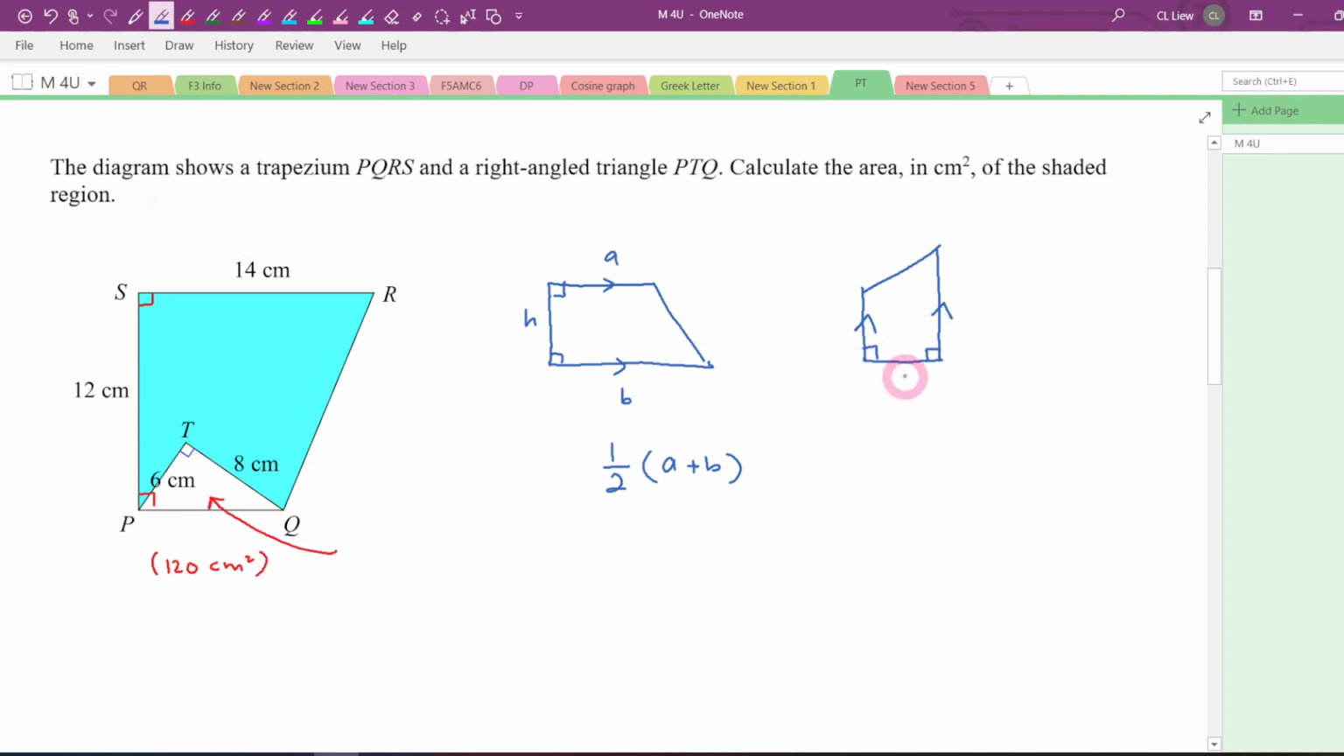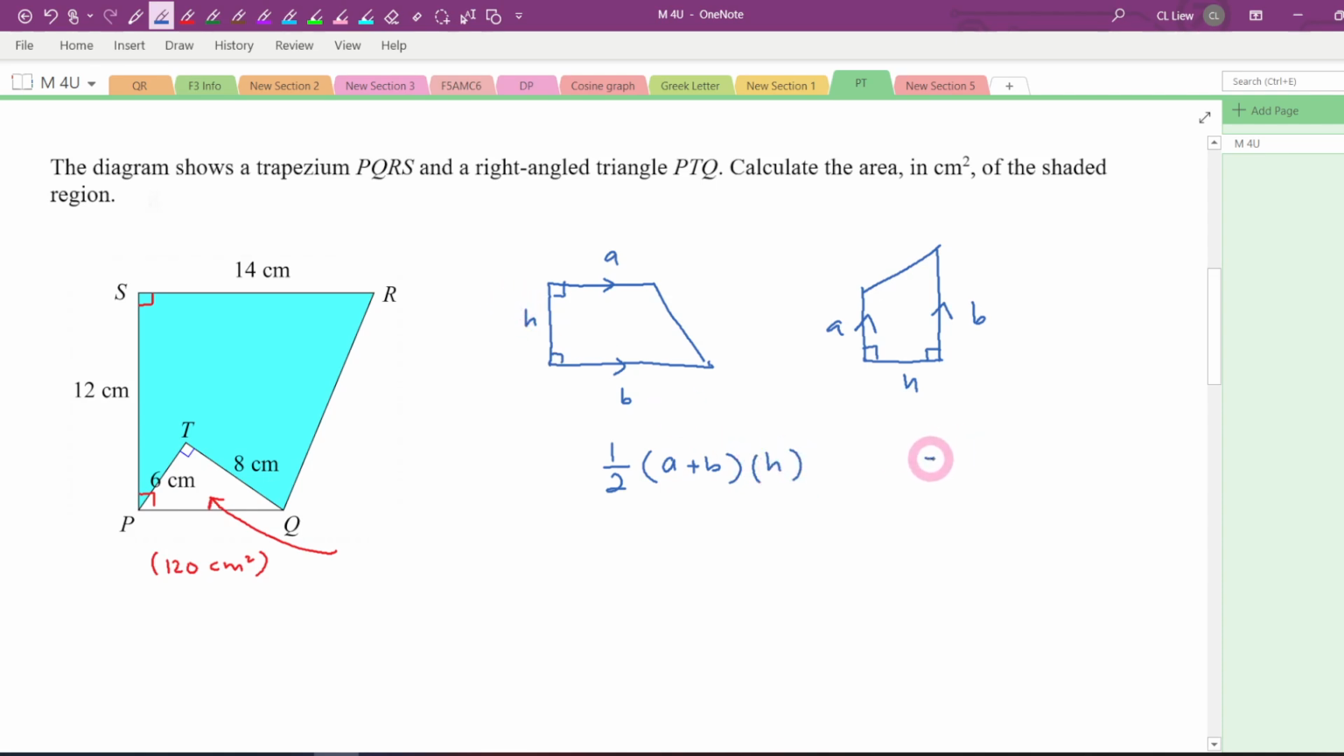Okay, let's say this is 90 degrees, this is H, this is A and B. So for this situation, the sum will be this side and this side. Always find the sum of the two parallel sides, and then times the perpendicular height.